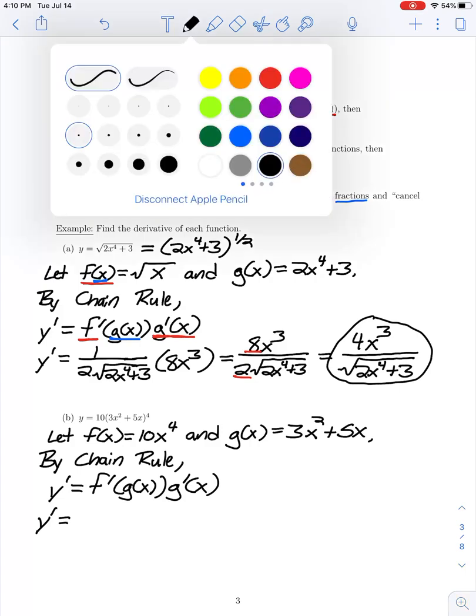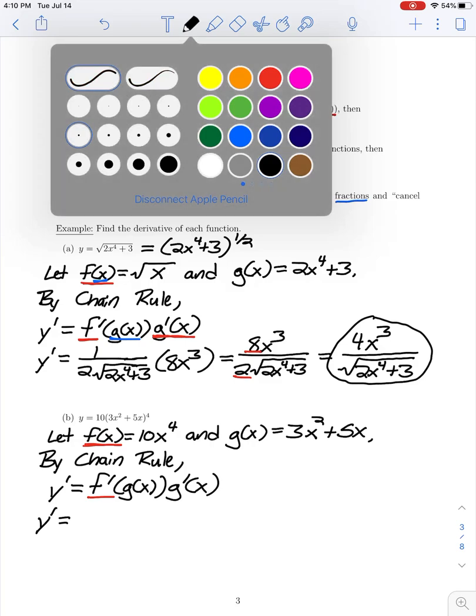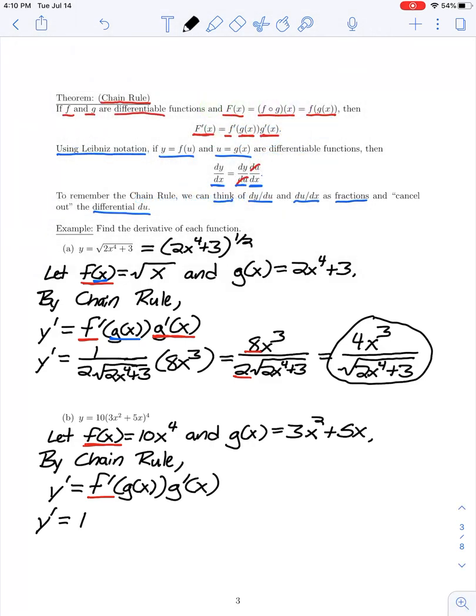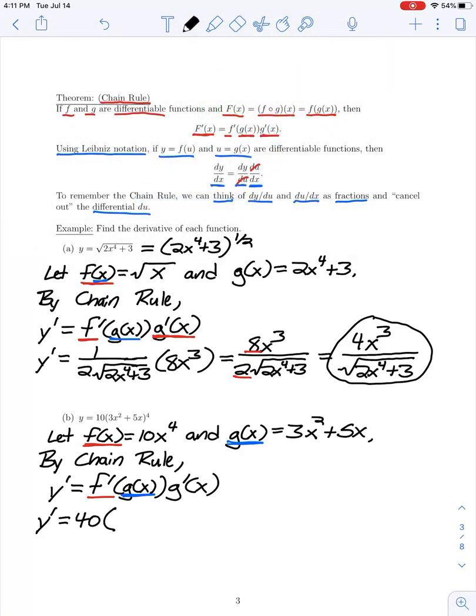So here, starting with the derivative of our outer function, f, well, f of x was 10x to the fourth. So using the power rule, we would have 40x to the third, but recall we're replacing x in that derivative by the inner function, g of x, which was shown here. So instead of just 40x to the third, we have 40 g of x to the third, where g of x was 3x squared plus 5x to the third.